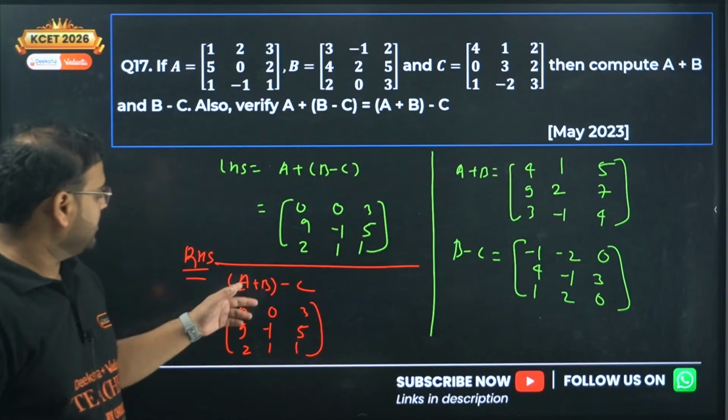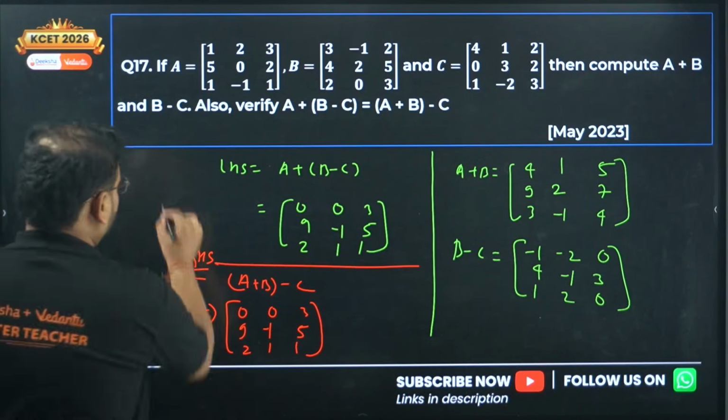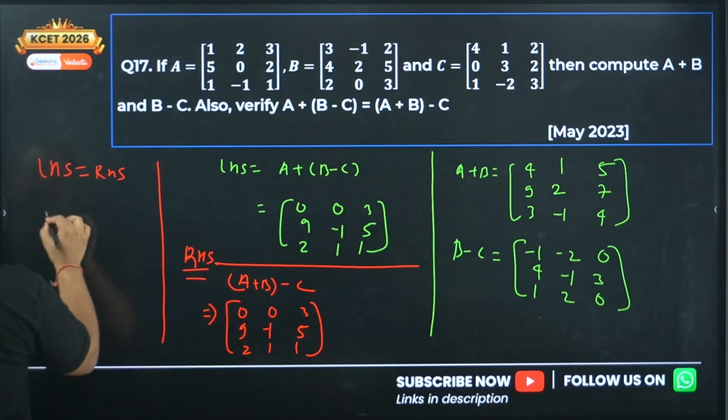Now cross check. 0, 0, 3, 9, minus 1, 5, 2, 1, 1. They are both equal. So what we got? We got LHS is equal to RHS, hence verified.